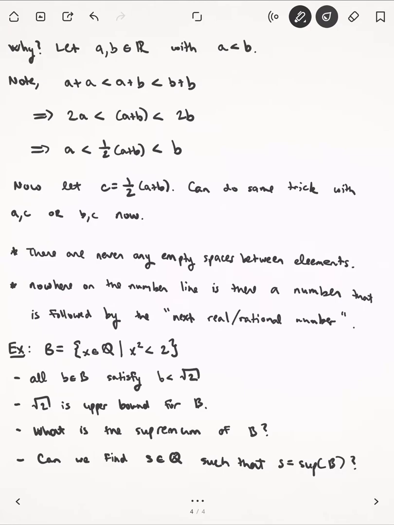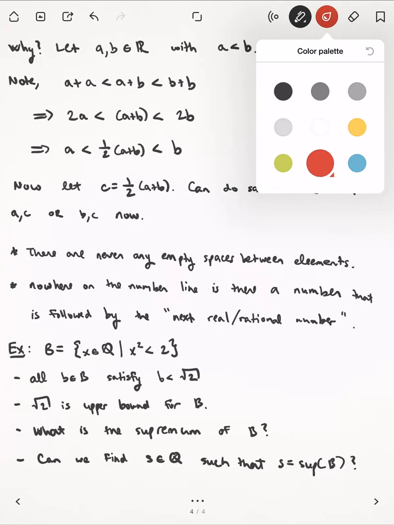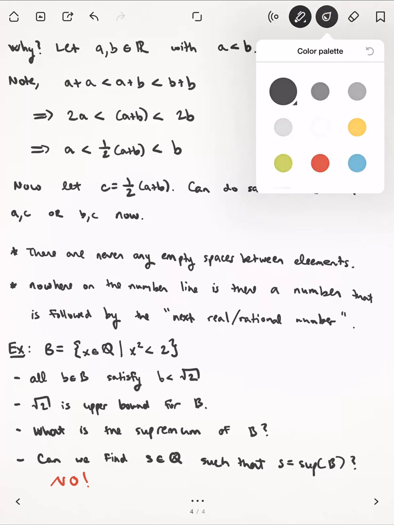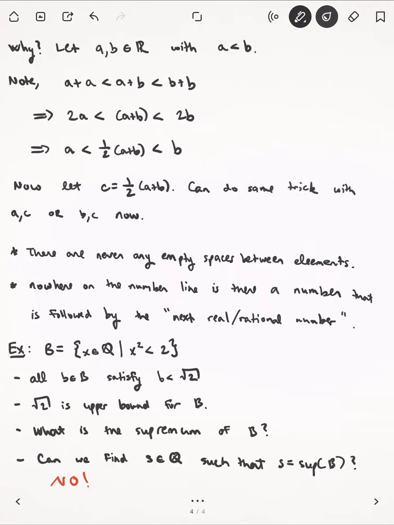And it turns out, and we'll see shortly, no, we cannot find, spoiler alert, a rational number that is the least upper bound for the set B here. And because the rational numbers are missing numbers like this, we say that the rational numbers are not complete. Whereas the real numbers, as we'll see, are complete.